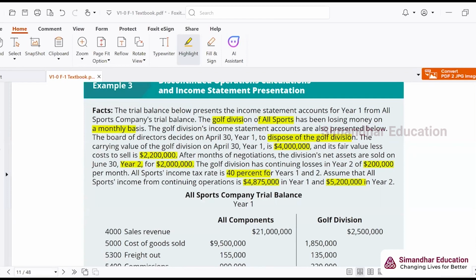In year 3, if you still have the discontinued operation, for example, you have decided to sell but you are not able to sell, in year 3 also you may have some number. If in year 3 the amount is 0, you will show it as 0.